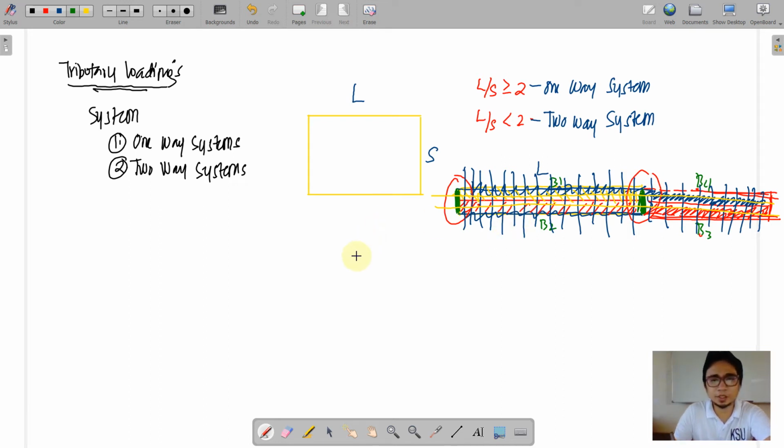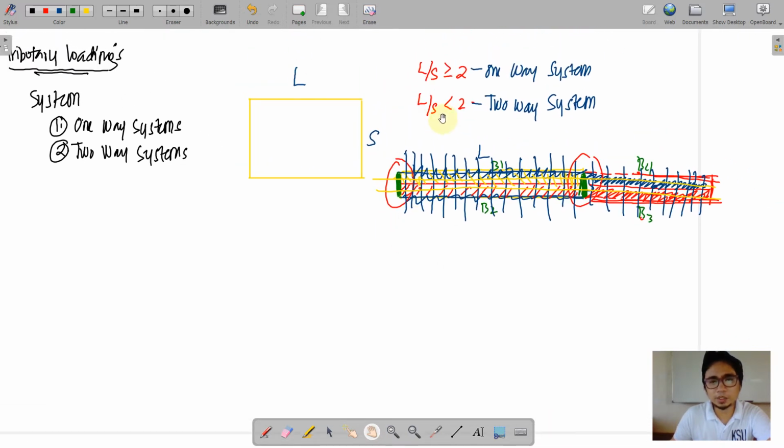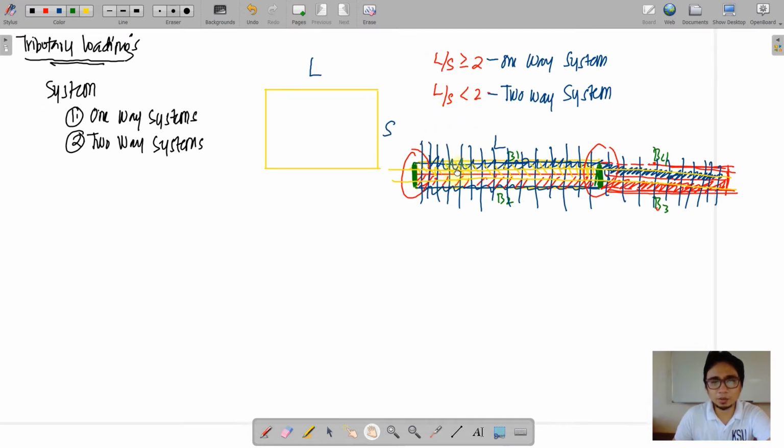Okay, so let us now proceed. What about two-way systems? For two-way systems, we'll just have this criterion: L over S, or the longer span divided by the shorter span, is less than 2.